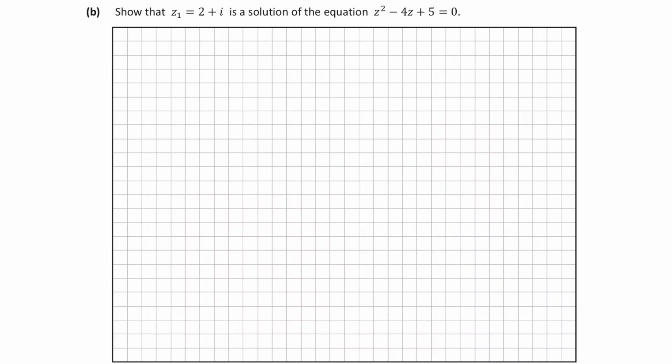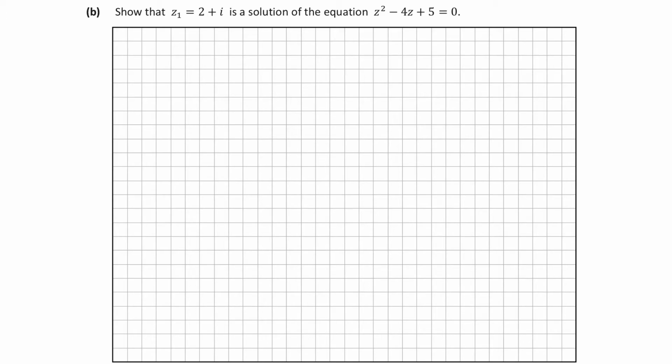Okay, so part B. Part B says to show that Z1, 2 plus i, is a solution to the equation z squared minus 4z plus 5 equals 0. Now, you should know from using algebra that if it's a solution, that just means that it's a value for z. So it's a value that will satisfy this equation. So if I put this z value in, which is 2 plus i, into this equation, it should be equal to 0. Okay? So we'll do that.